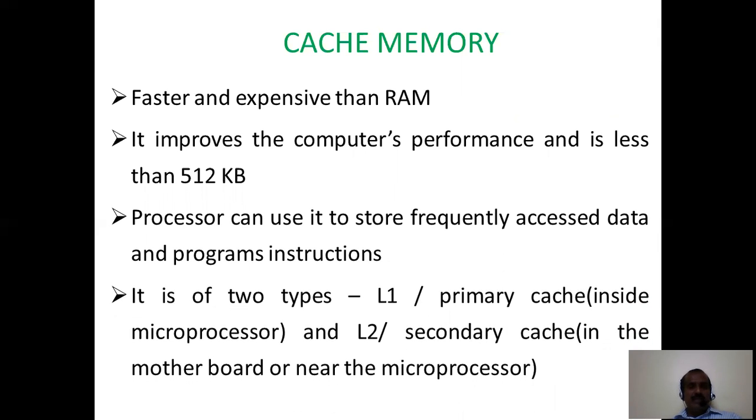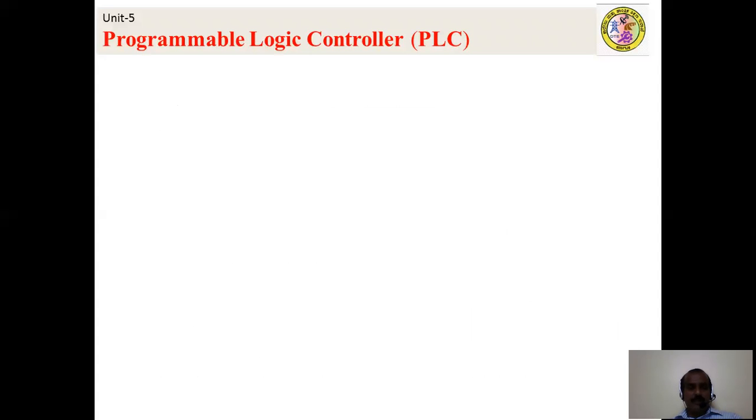and instructions. It is mainly of two types: L1, primary cache, which is present inside the microprocessor only, and L2, which is also called secondary cache, which is on the motherboard or near the microprocessor.